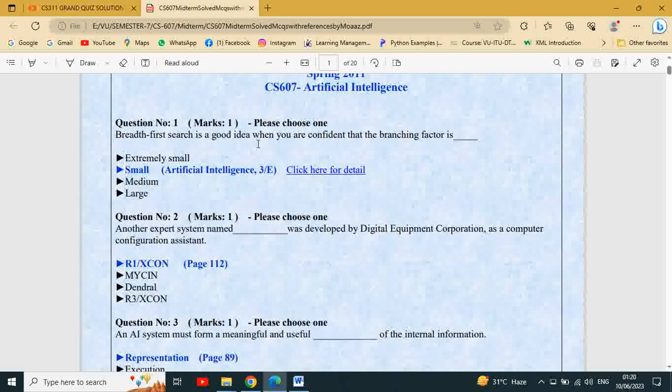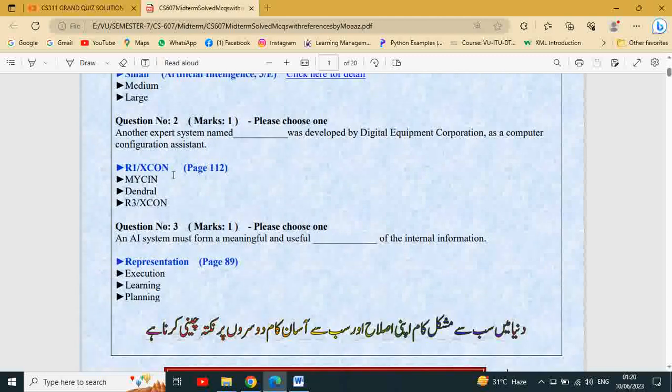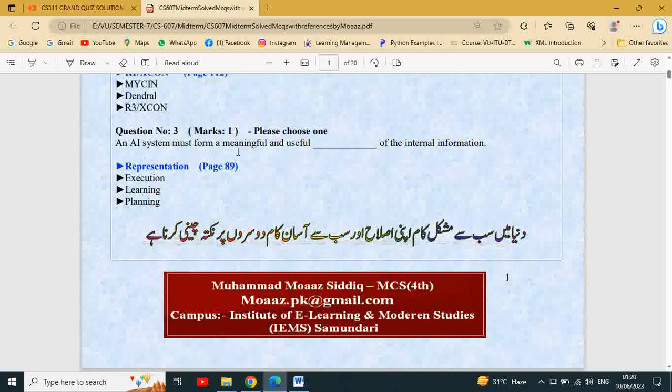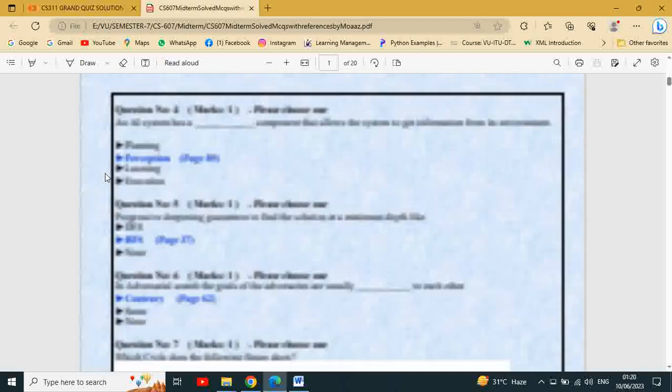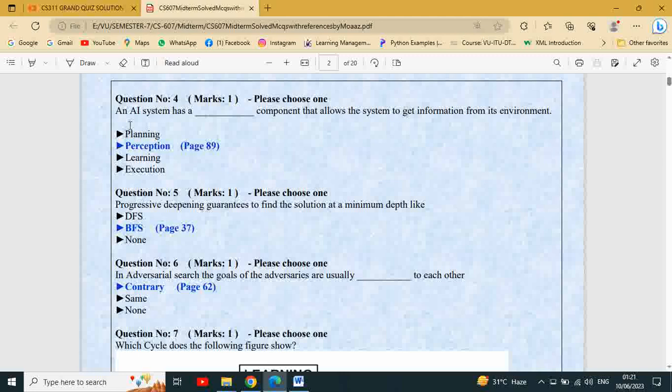Breadth first search is a good idea when you are confident that the branching factor is small. Another expert system named R1/XCON was developed by the Digital Equipment Corporation. An AI system must form a meaningful and useful representation of the internal information. An AI system has a perception component that allows the system to get information from its environment.